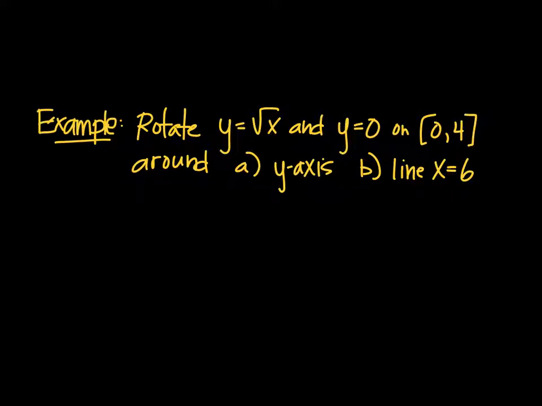So square root of x, y equals 0, and up to the interval 0 to 4. All right, so let's get an idea of what this looks like. So square root of x is that half parabola that's going sideways. y equals 0 is the x-axis, and I'm going up to the number 4. So here's my region.